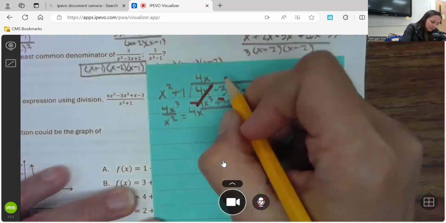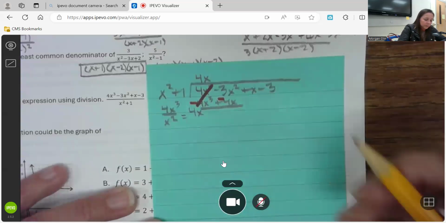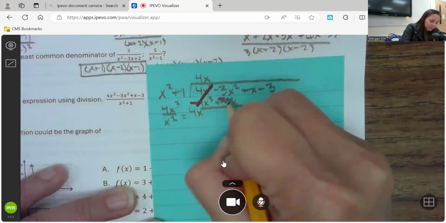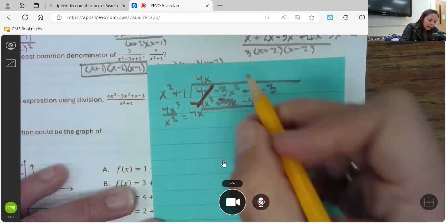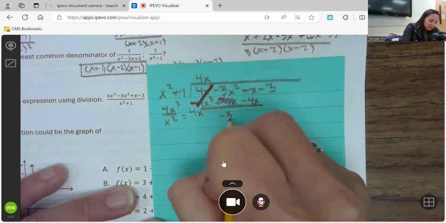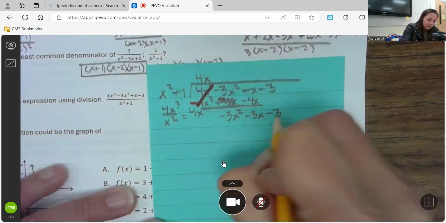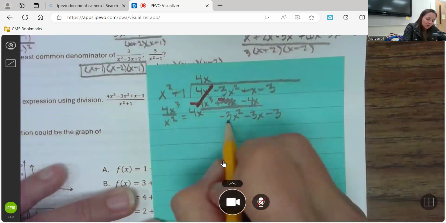And I forgot. Oh, wait, hold on. What problem are we having? Do you see that this is a minus 4x and I lined it up with x squared? I needed to line it up with x. Now what happens is this drops down and is negative 3x squared. That's negative 3x minus 3. So make sure you're lining up your like terms when you do this.